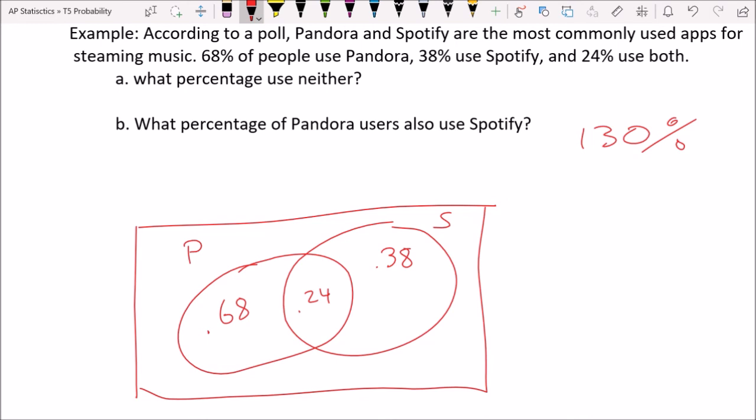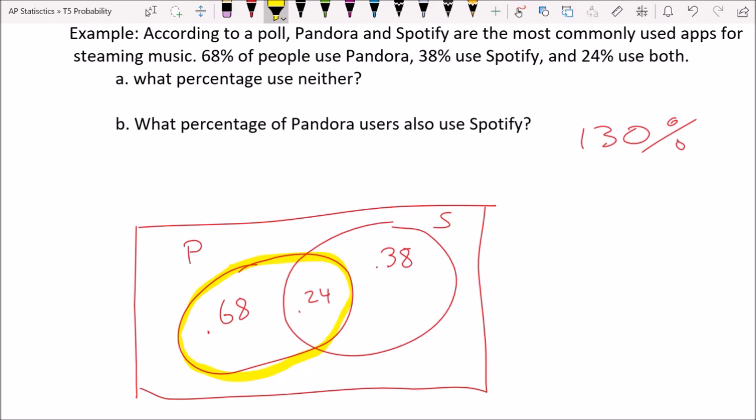So we already have accounted for 130% of all people. Yowzers. Okay, that's not good. You can't have more than 100% inside a Venn diagram. So there's a problem. Now, where is that problem? I want you to look just for a minute only at the Pandora bubble. According to this diagram that I've drawn, what am I claiming? What percentage of people am I claiming use Pandora? Because we got a 0.68 in there and a 0.24. So I'm actually claiming that 92% of people use Pandora.